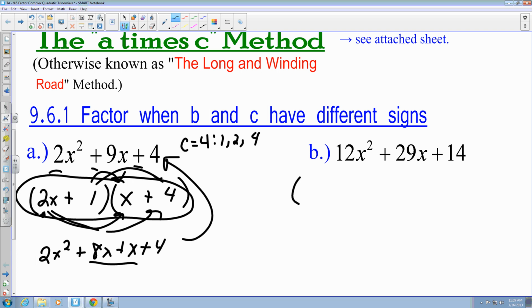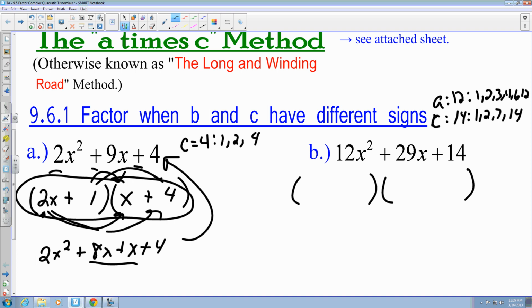Here, for B, again, parentheses, parentheses. Now I need to find the factors of A and the factors of C. The factors of 12 are 1, 2, 3, 4, 6, and 12. And then the factors of 14 are 1, 2, 7, and 14. So any value here can be placed with x, and anything in here can be placed with any of these values.